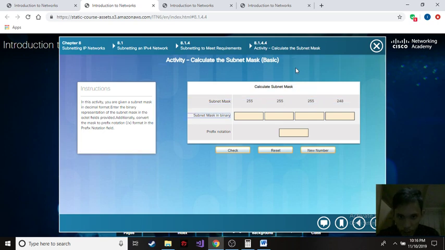So the first problem that we are going to answer is 255, 255, 255, and 248. So we all know that the 255 contains 8 ones, 8 ones, and then 8 ones. And lastly, we're going to calculate that, and the answer will be 248.